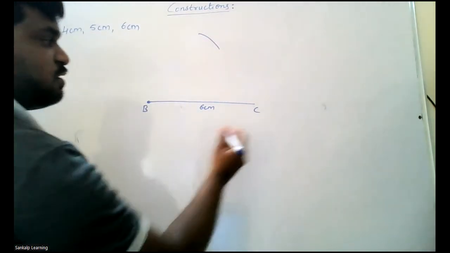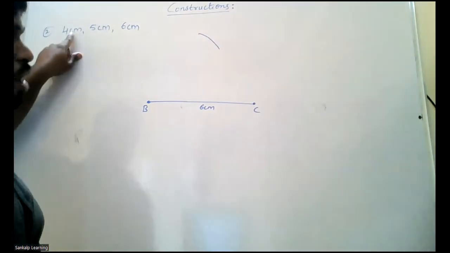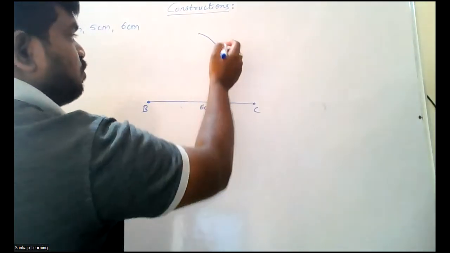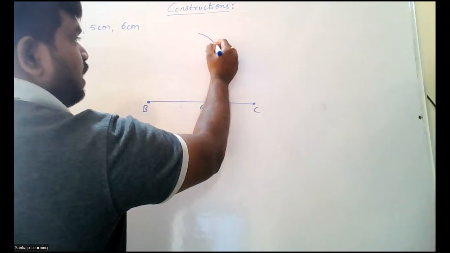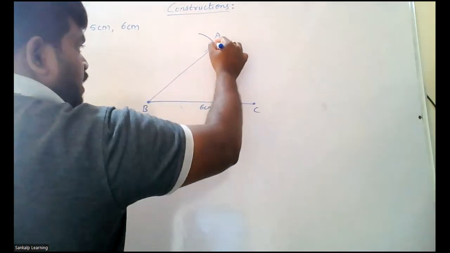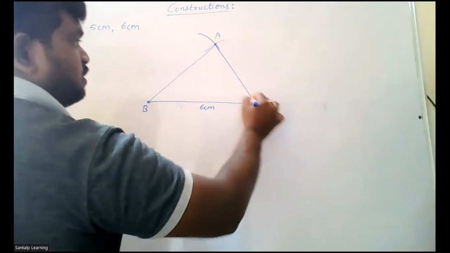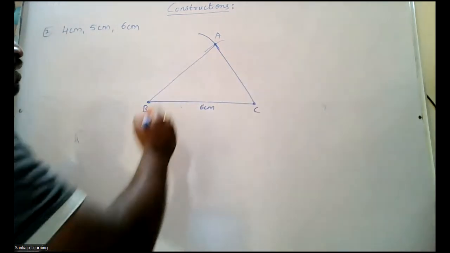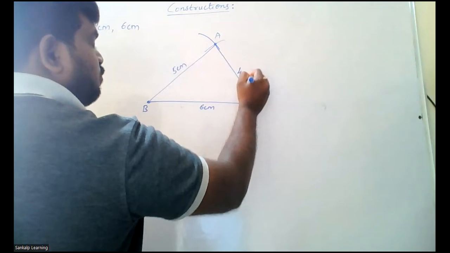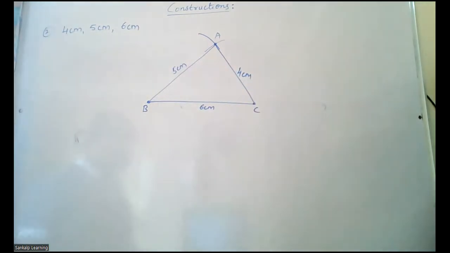Now with C as center, we have to draw another side of 4 centimeter. So take 4 centimeter measurement and cut an arc. So both will meet somewhere. That will be your A. Now join A with B and A with C. This is the original triangle. So this side is 5 centimeter and this side is 4 centimeter. It's very easy.